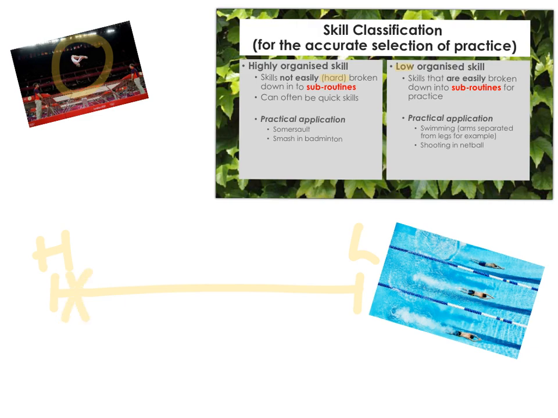A low organised skill such as swimming, we could say is sometimes difficult to break down, but you can split the legs and the arms. So you can just practice the arms, you can just practice the legs, so therefore you could justify it being a little bit towards the lower end of the scale.